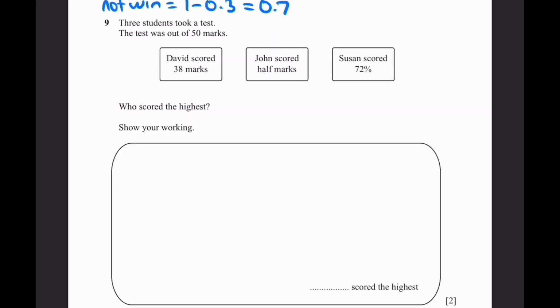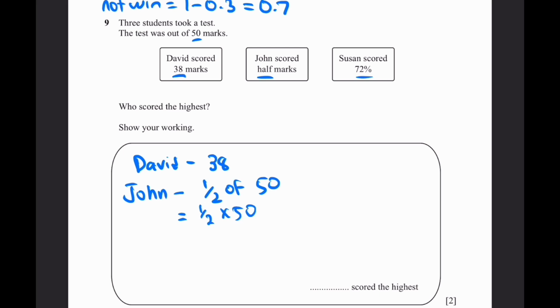That's it. Question 9. 3 students took a test. It was out of 50 marks. David scored 38 marks. John scored half marks. Susan scored 72%. So David scored 38. They asked us to find who's the highest, by the way. John scored half of 50, which is the total marks, which is 1 by 2 multiplied by 50. 50 divided by 2 is 25. So he scored 25 marks.